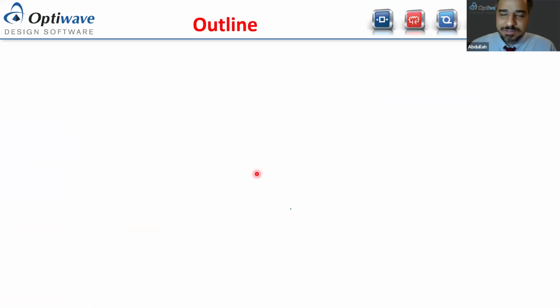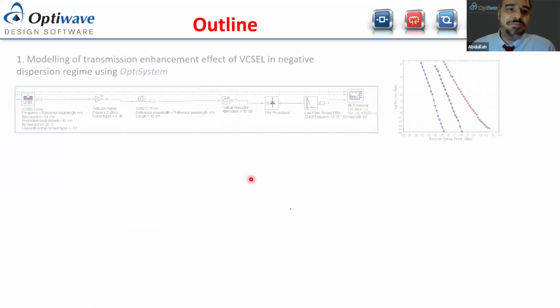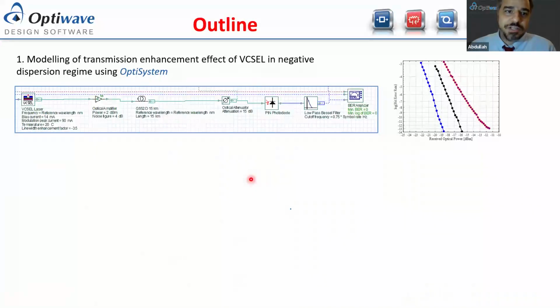So basically, the purpose of the remaining part of this webinar is to try to do 2 things. The first one is to demonstrate the effect that Dr. Chen has shown us experimentally, which is the benefit in transmission when you have a negative alpha parameter for your direct mod laser, or VCSEL in this case, and a negative dispersion.